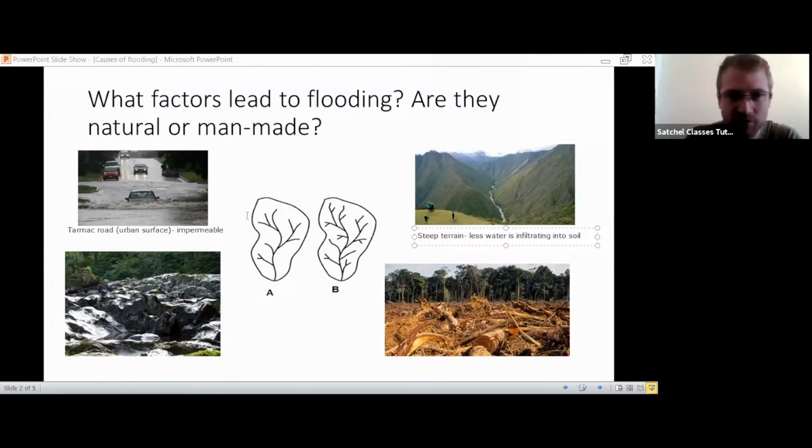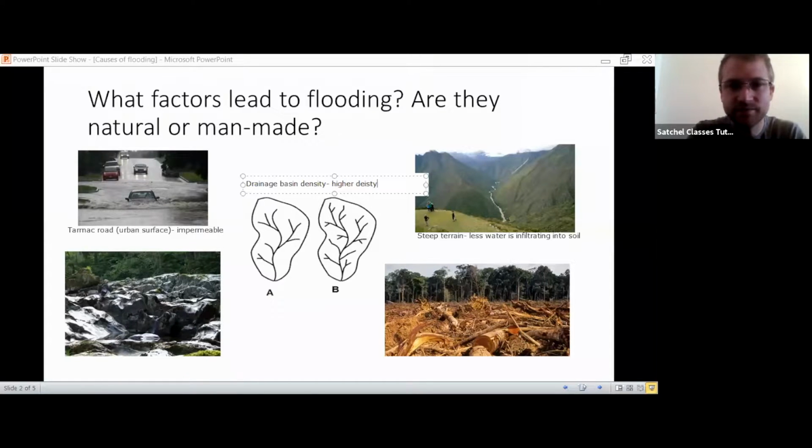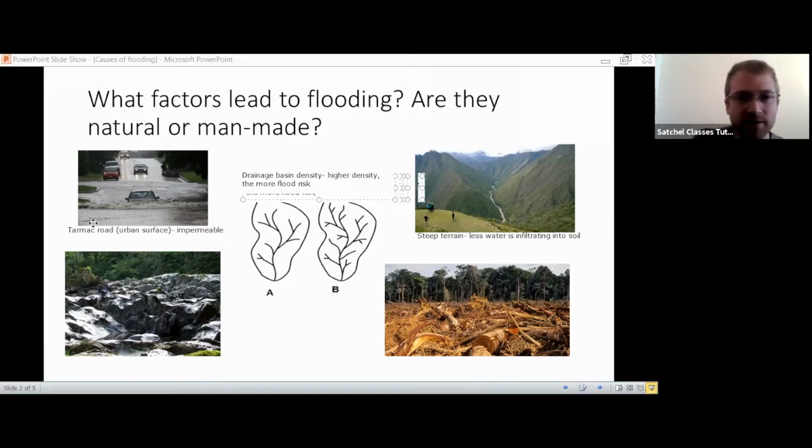If we go to the middle image, we've got 2 different pictures here. We link back to one of our previous lessons. These are both drainage basins, but one you can see has more streams and rivers than the other. So this is drainage basin density, and the higher the density, the more flood risk, because the more water will be drained through the rivers at a quicker rate.